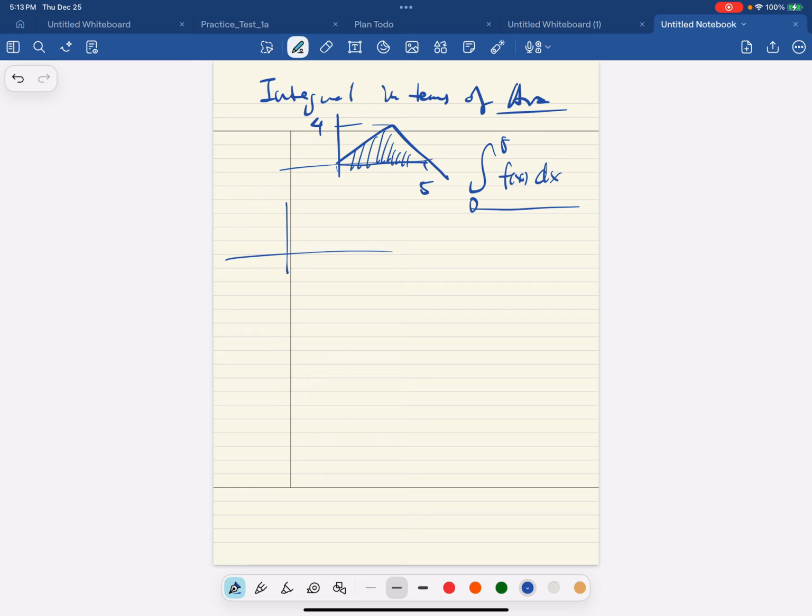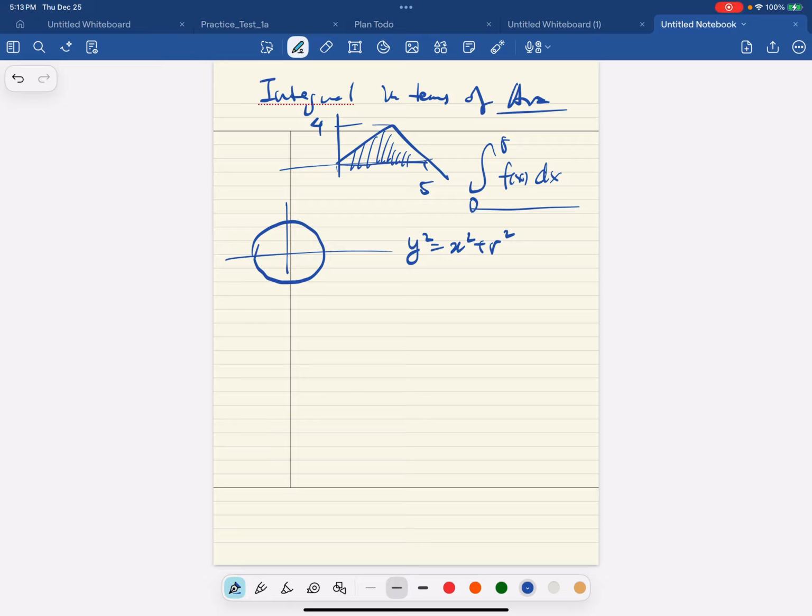Something else you need to know is the circle. And the circle, it looks like this. It's kind of similar to Pythagoras.